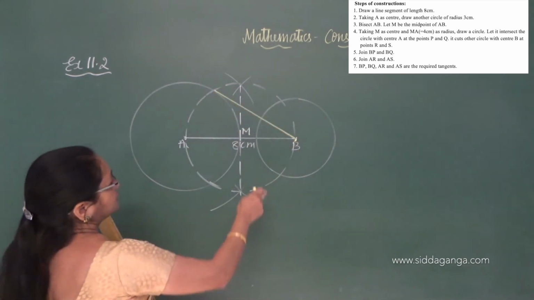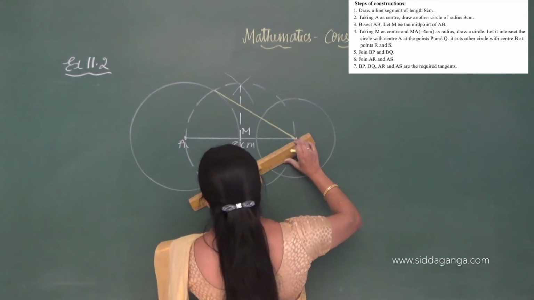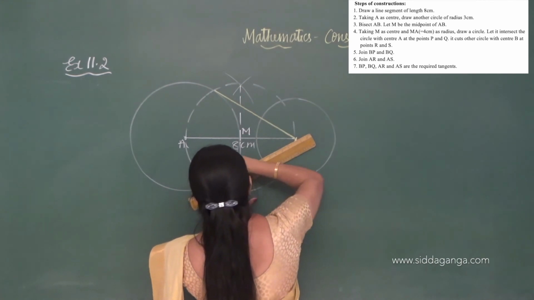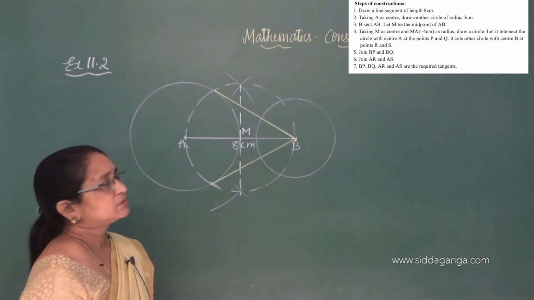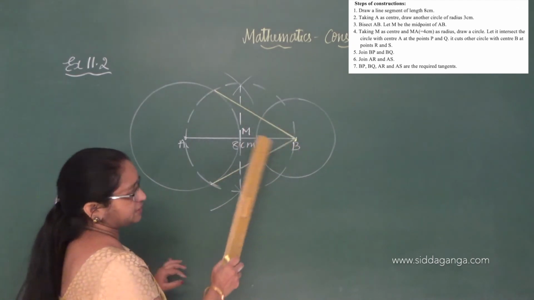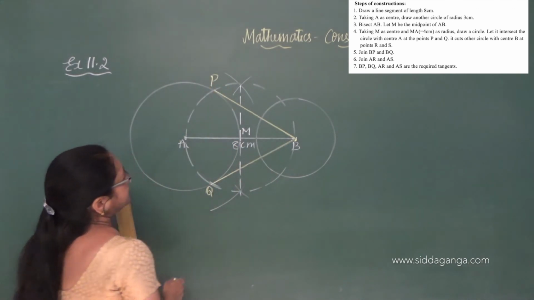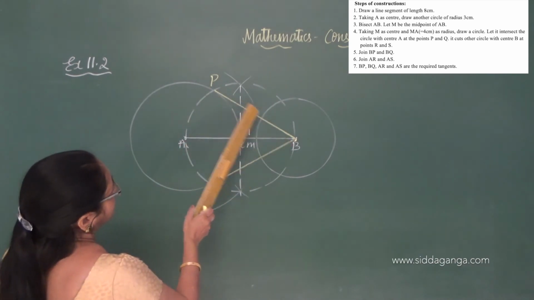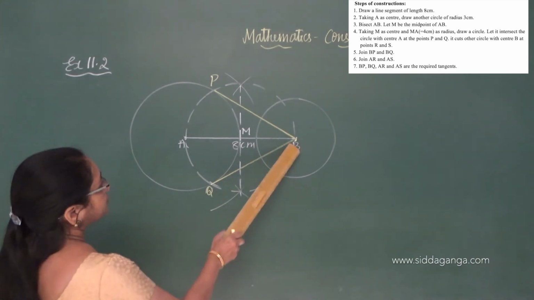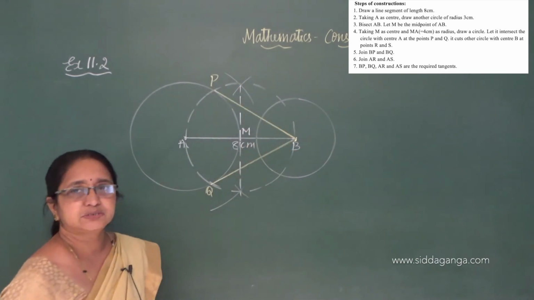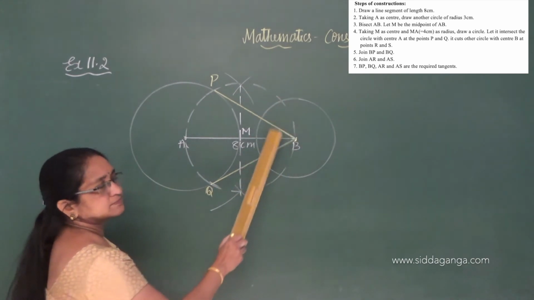See, this is the tangent and one more tangent. Now I hope you understood this one. So, the tangents from the point B, here I will name them P and Q. BP and BQ are the two tangents that are drawn from the center of this circle.